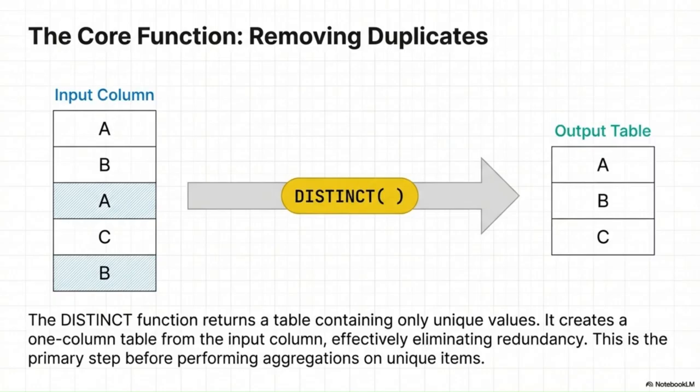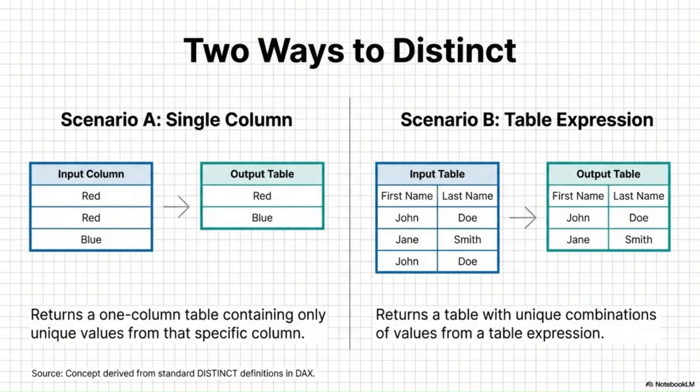DISTINCT removes duplicates and returns only unique values from a column or table expression. Notice how the input column contains repeated values; A and B appear multiple times. After applying DISTINCT, we get a clean table containing only A, B, and C. The important point is that DISTINCT returns a table, not a number. This is the foundation for many advanced calculations.